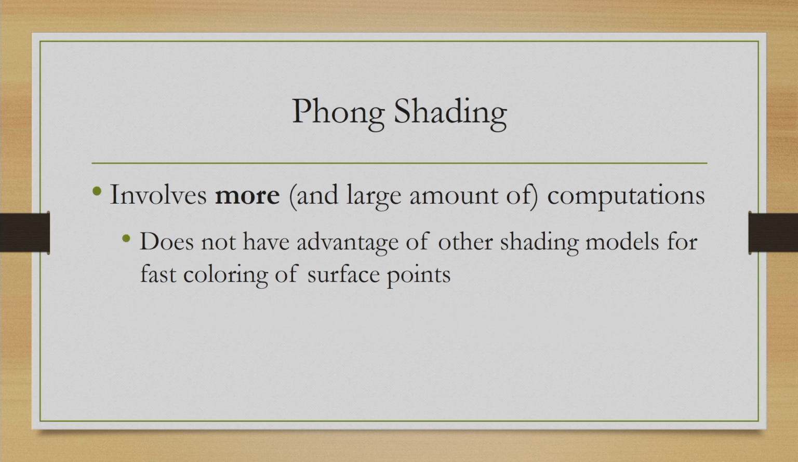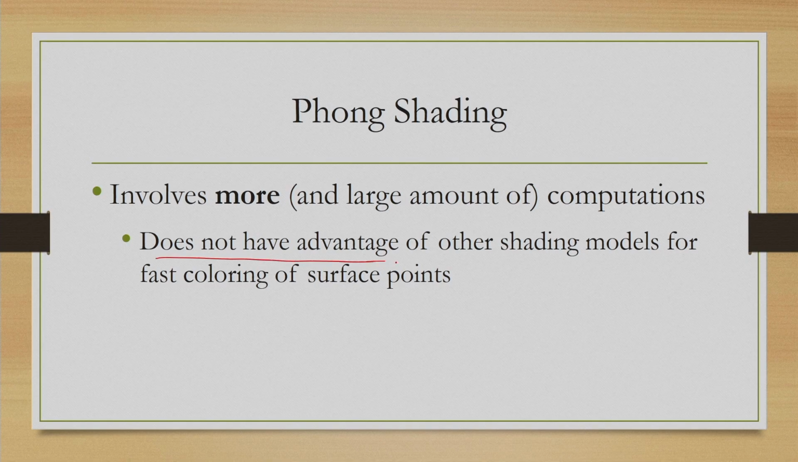Now, in this we actually compute color at each point, where we find out the normal vectors in a different way. So, there is actually no interpolation involved in computing colors, interpolation only in terms of finding out vectors. It takes much more time as expected, and it does not have the advantage of other shading models in terms of reduction in computations.